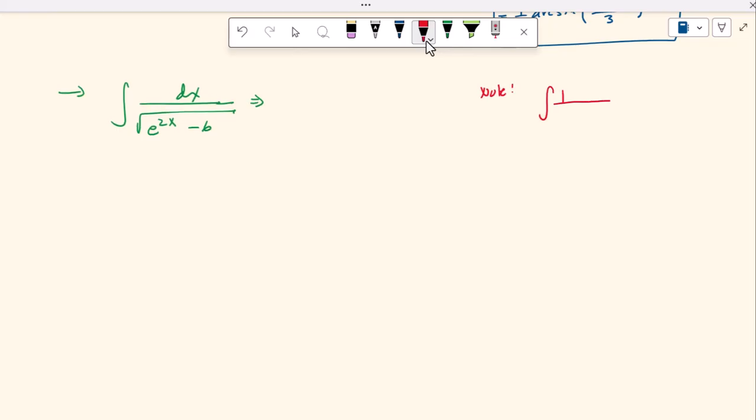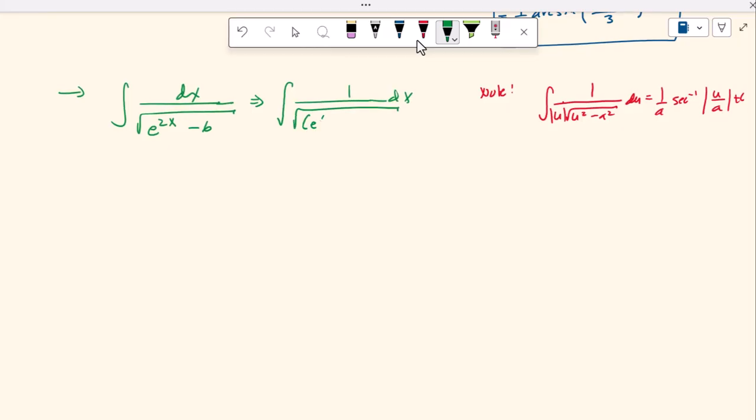looks like 1 over u square root of u squared minus a squared du, and that's 1 over a inverse secant absolute value of u over a plus c. Okay, so I'm going to try and get it in this form. And when I look at this, I'm thinking, I don't have this piece right here at all. But maybe with some substitution, I can get it to that point. I'm going to pull this dx over here. And then when I rewrite this, this is going to look like e to the x quantity squared minus root 6 quantity squared.